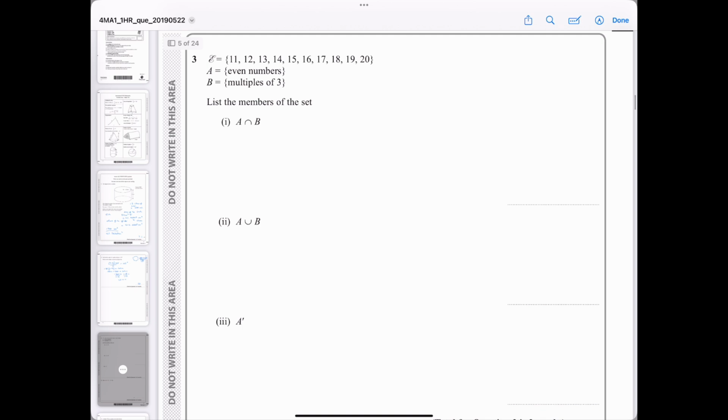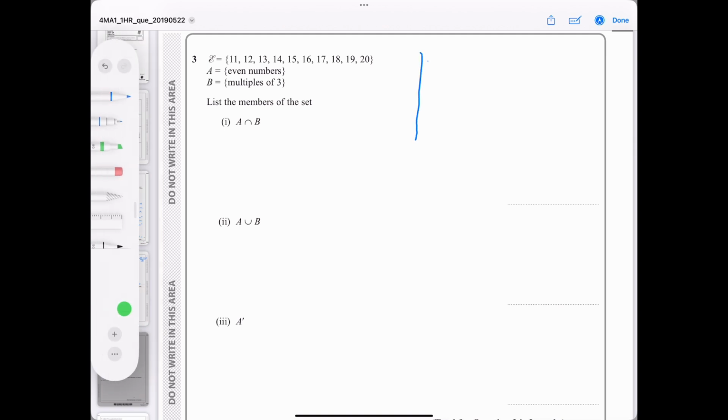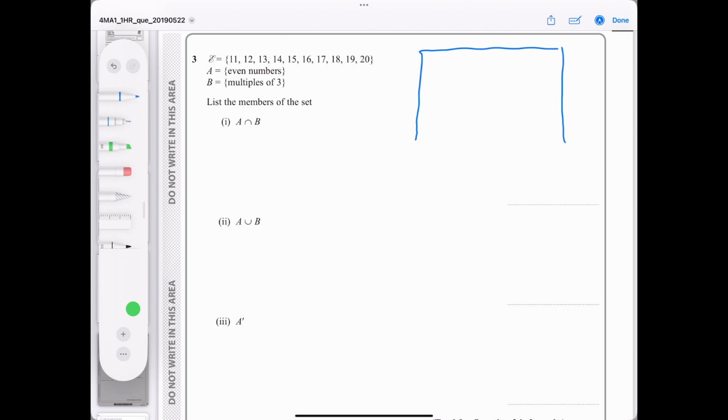Right, number 3. This is a Venn diagram question. So we have the numbers 11 to 20. A are even numbers and B are multiples of 3. And I'm just going to draw the little Venn diagram because it's always quite pleasant. And there we go. That's that.